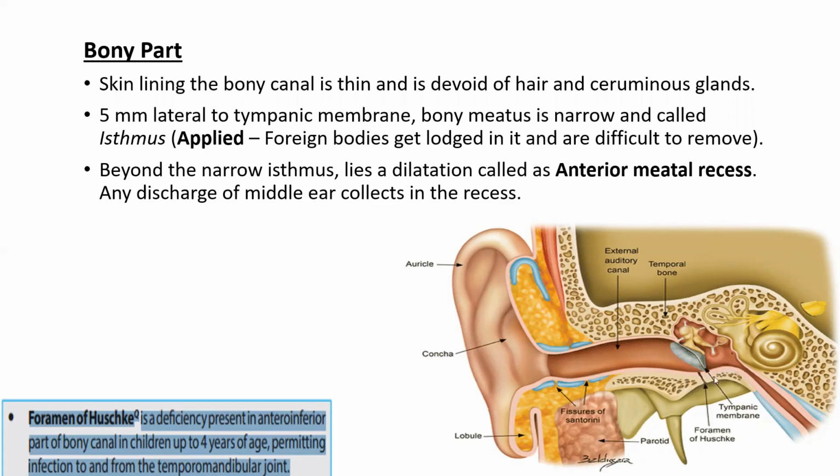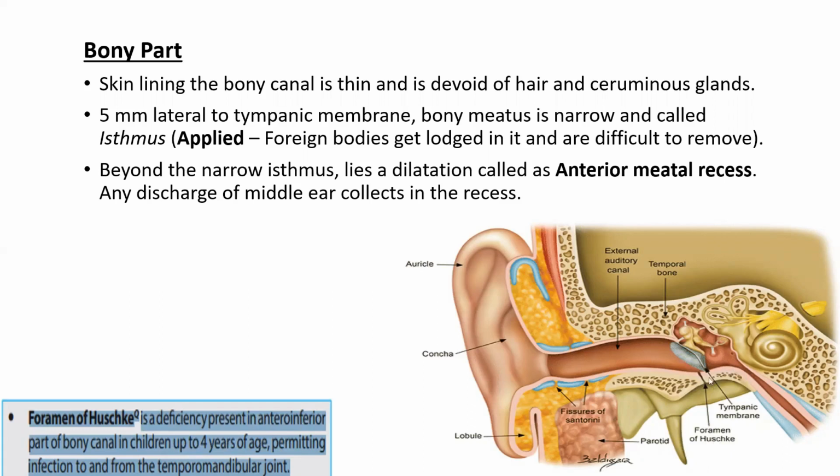And in the diagram here is one important foramen. That foramen is known as the foramen of Huschke. So what is the foramen of Huschke? It is a deficiency present in the anterior-inferior part of the bony part of the canal in children up to 4 years of age, permitting infection to and from the temporomandibular joint.